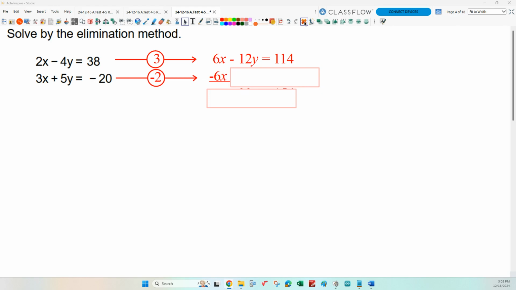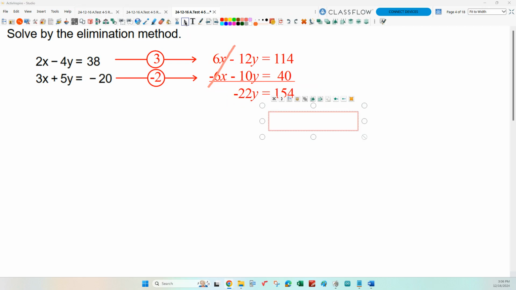Negative 6x minus 10y equals positive 40. Negative times negative is positive. And then look what happens. If I add those up, the x's cancel, which was our plan. Negative 12y minus 10y, negative 22y, and then that adds up to 154.